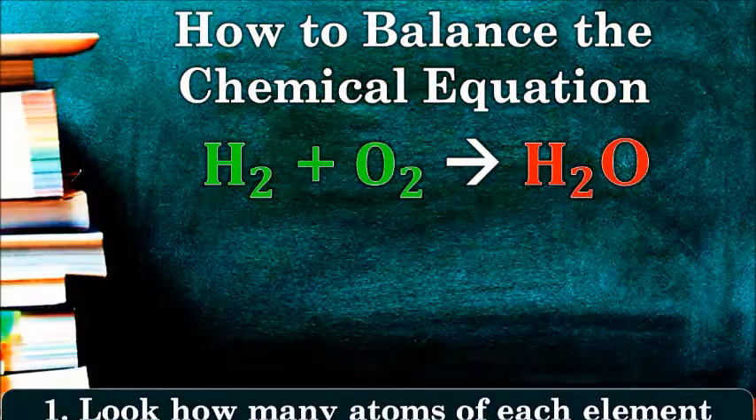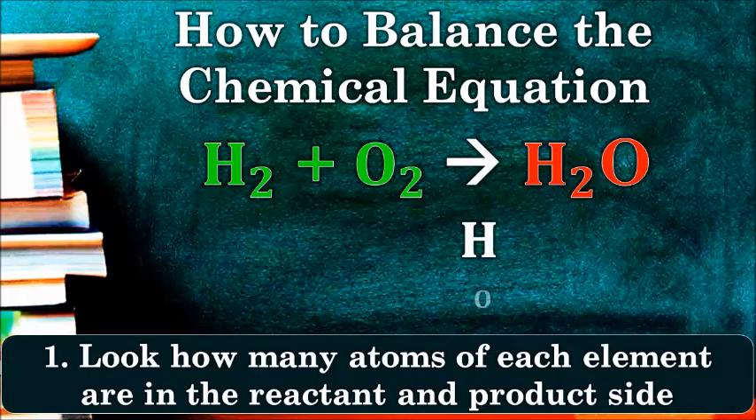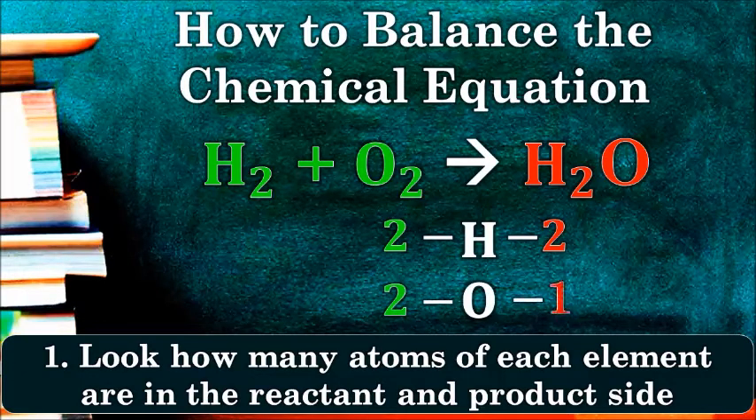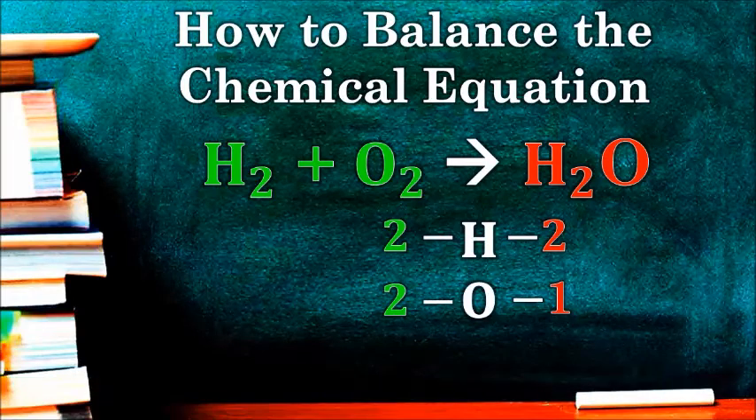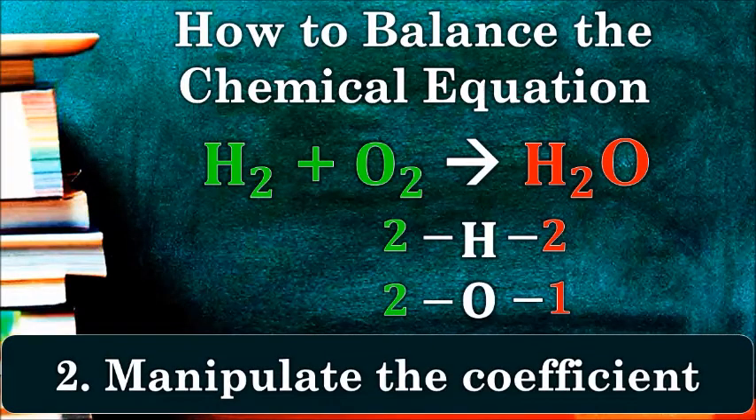The first thing to do is look at how many atoms of each element are in the reactant and product side. 2 hydrogen atoms are in the reactant side. There are also 2 hydrogen atoms in the product side. There are 2 atoms of oxygen in the reactant side, but only 1 oxygen atom in the product side. So, the next thing to do is to manipulate the coefficient by placing 2 in front of water. Now, there are 2 oxygen atoms on both sides.